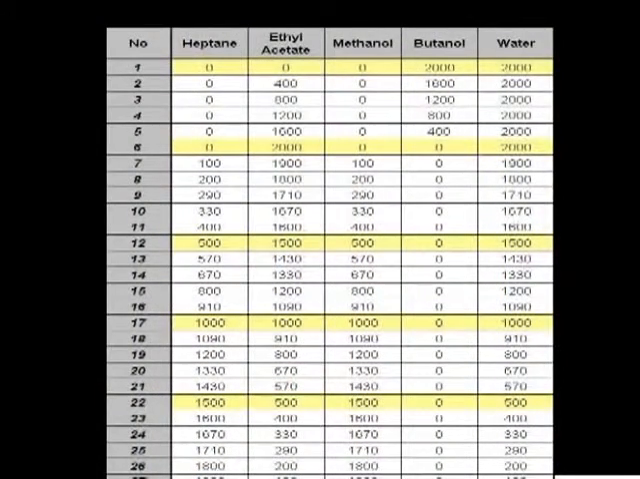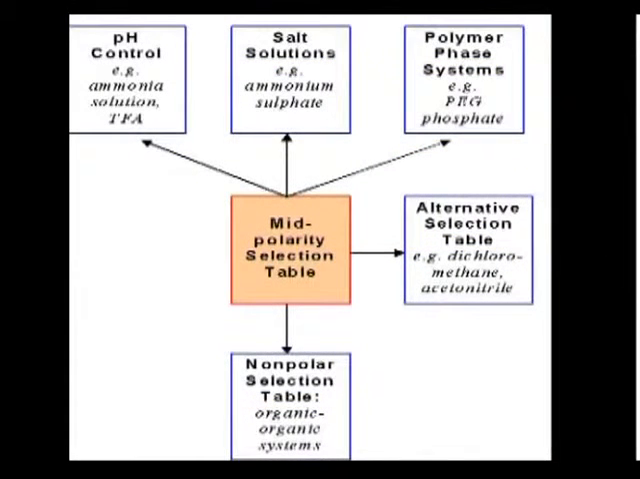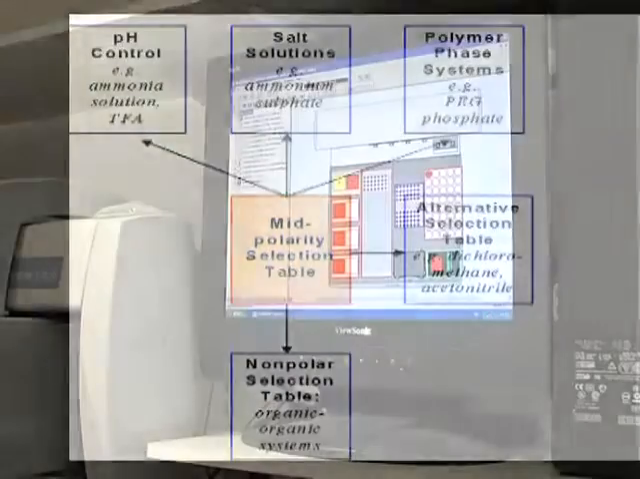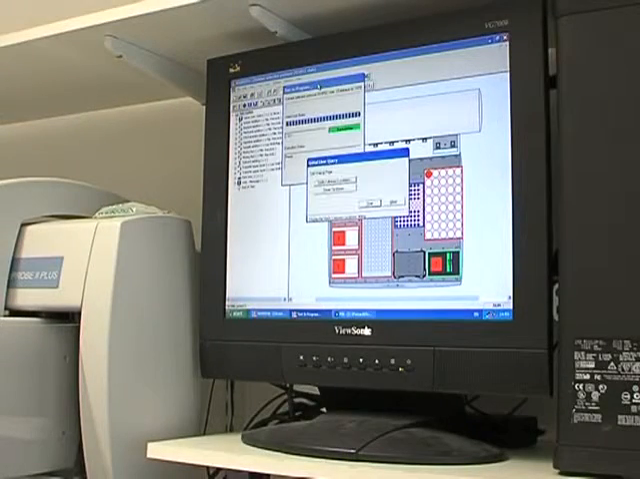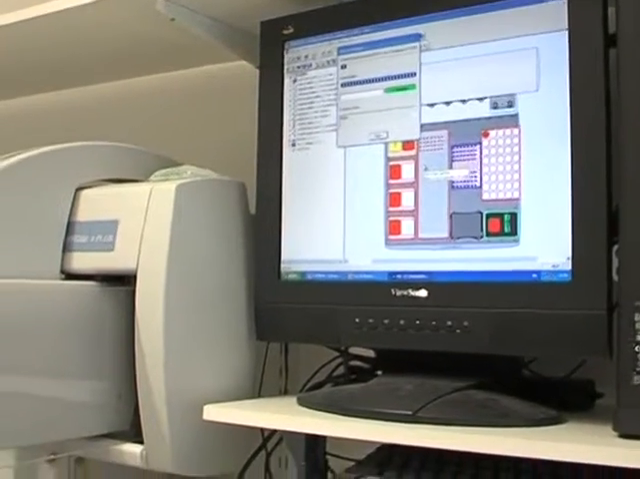This shows a selection table, which covers a range from moderately polar, butanol and water, to non-polar, heptane and methanol. Alternative tables exist for extremely polar and extremely non-polar compounds, and also for employing different solvents to improve solubility. When using the liquid handling robot, all systems are made up in 4 milliliter volume.